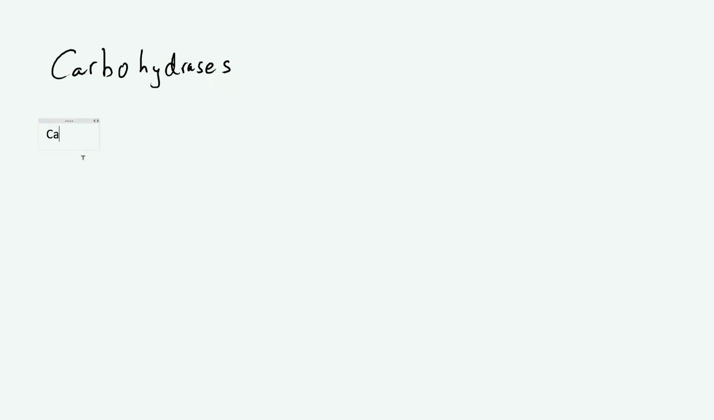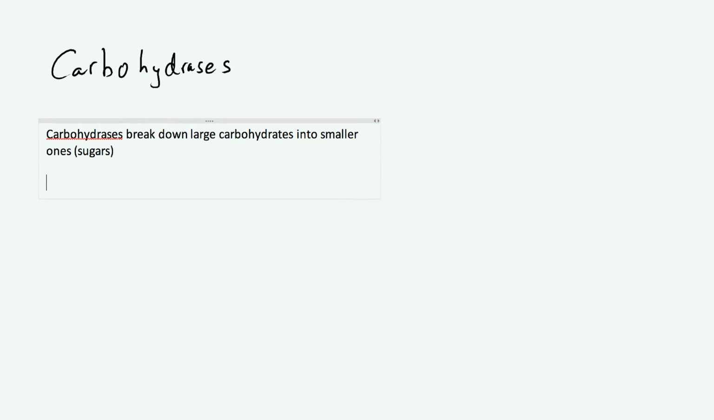So carbohydrases break down large carbohydrates into smaller ones. I'm going to put in brackets here, sugars, because a carbohydrate is made up of sugars. Now the main example you need to know is amylase.